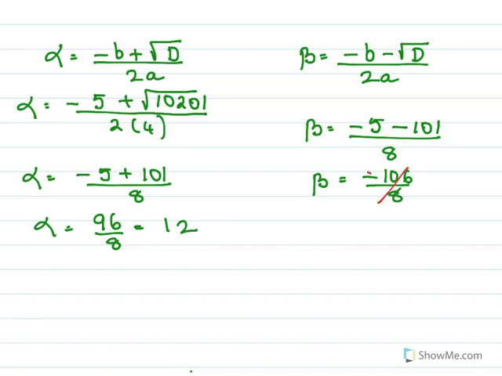This you reject because n cannot be negative. So the number of terms here will be 12. So n equal to 12. Therefore 12 terms make sum equal to 636.